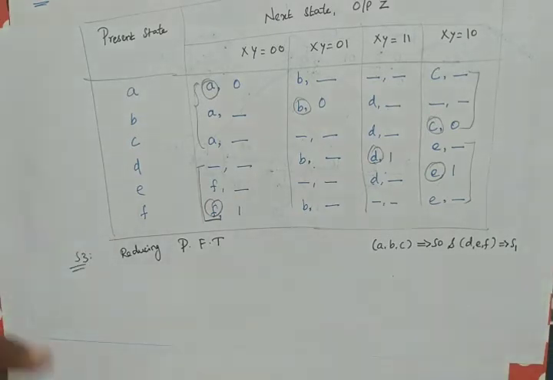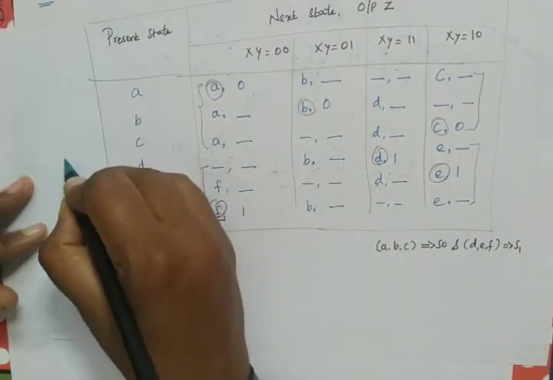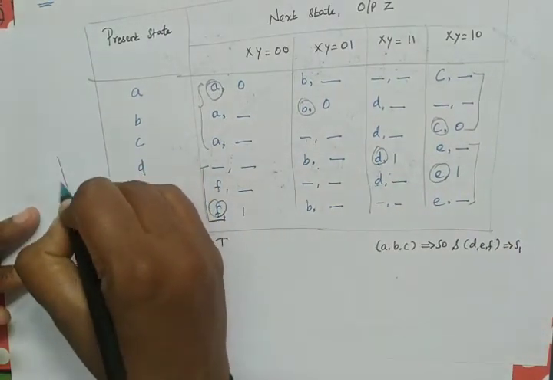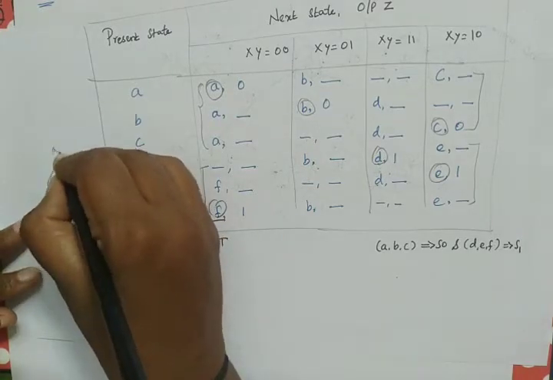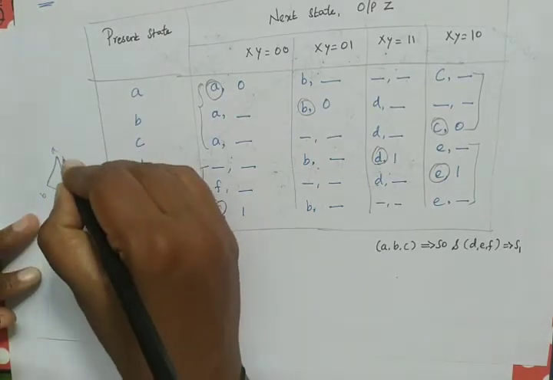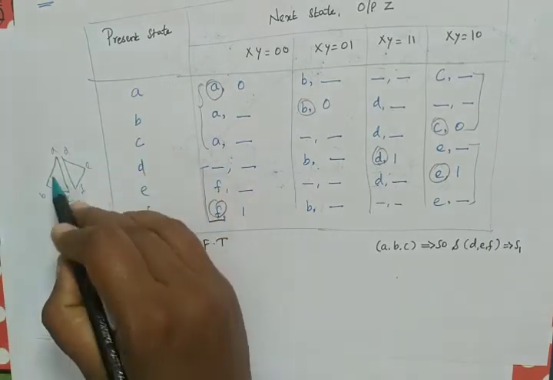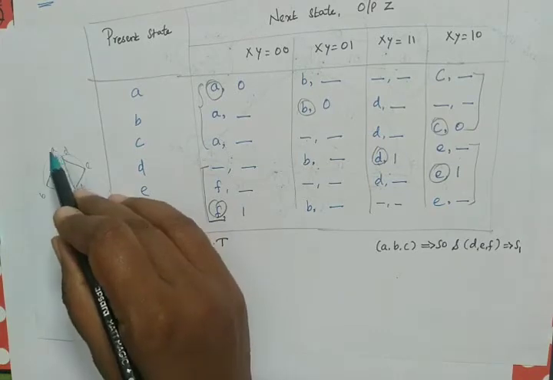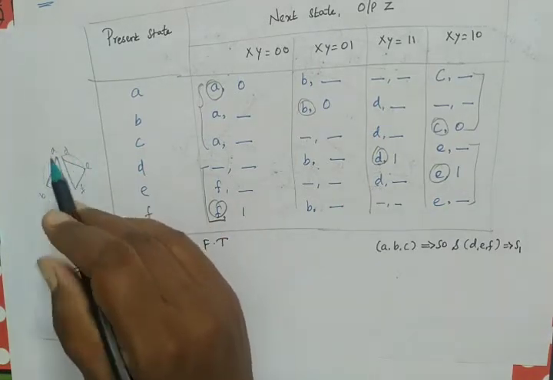And how can we represent this in the merger graph? Let us take this is A, B, C. So this is A, B, C. Let us take this A, B, C. This is D, E, F. D, E, F. So whatever may be. This is called a merger graph, because we have merged A, B, C and we have merged D, E, F. So this is called a merger graph.